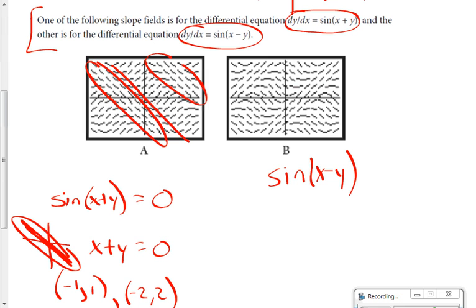What about sine of x minus y? We want x minus y to be 0. Let's do this one algebraically. If I put y on the other side, I have y equals x, don't I? You know what y equals x looks like, don't you? Along the line y equals x, you've got this pattern of horizontal segments. Does that make you happy? So x minus y goes with this one, x plus y goes with that one.